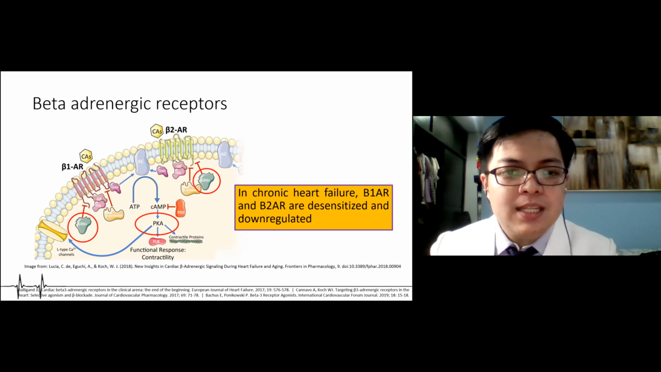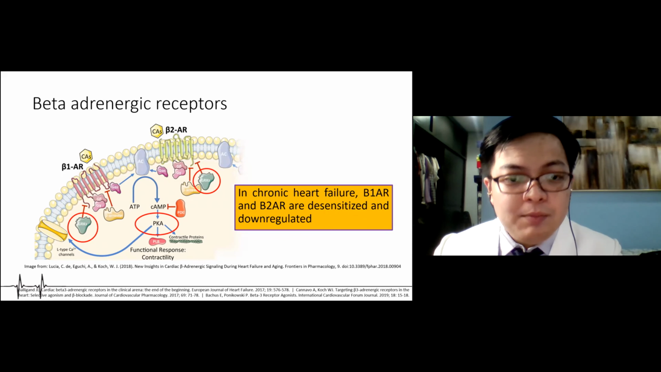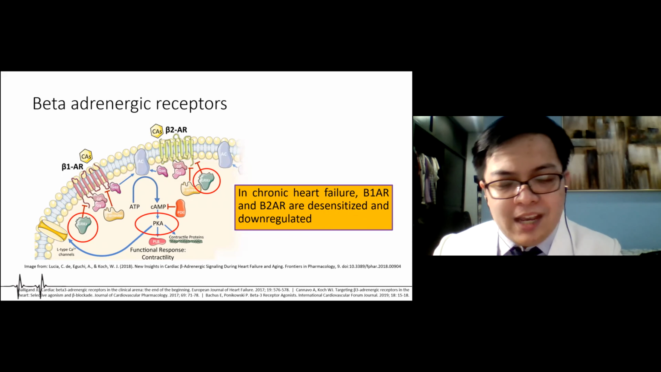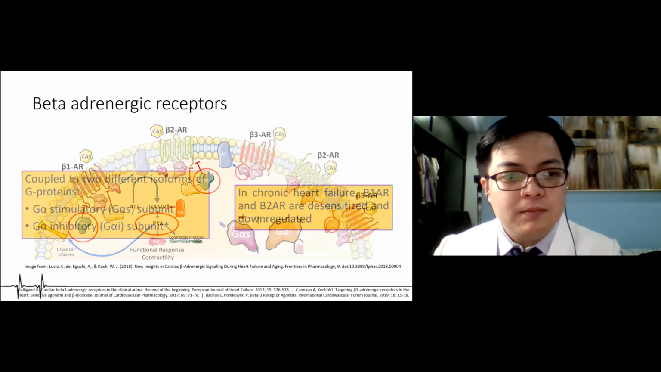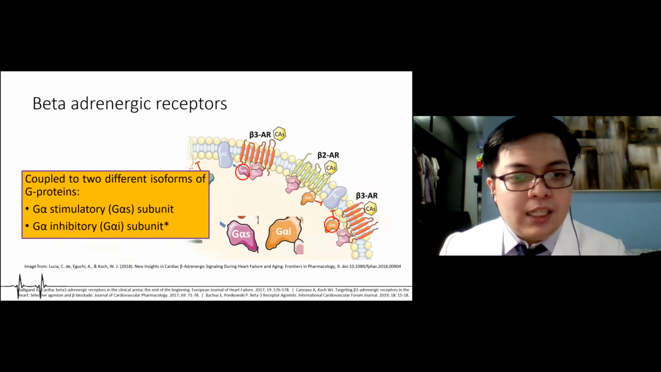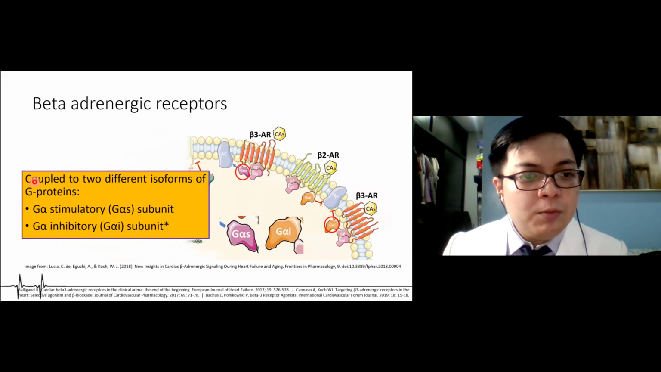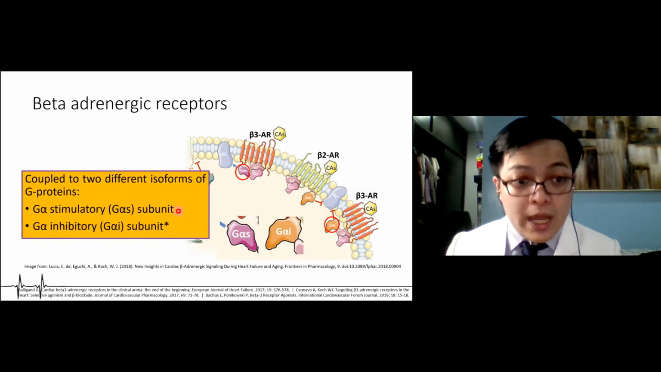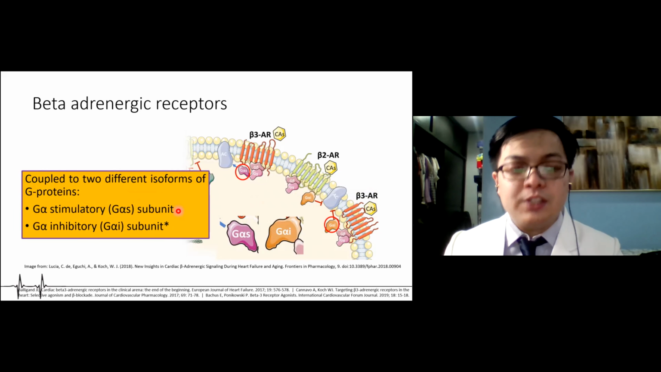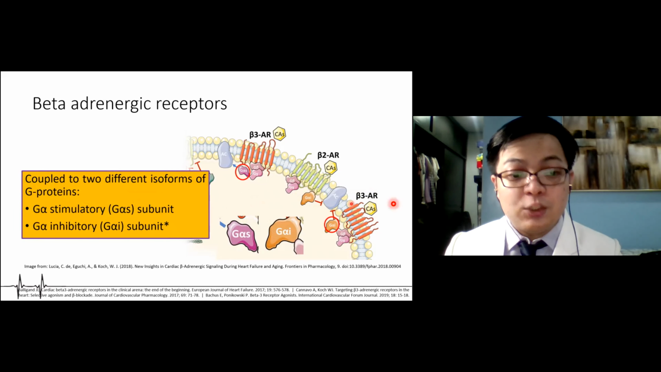So what happens in chronic heart failure, beta 1 adrenoreceptors and beta 2 receptors are desensitized and downregulated. We have loss of receptors due to chronic high plasma catecholamine levels. So in your beta 3 receptors, however, it's coupled to two different isoforms of G protein. So we can see in your beta 3, you have your G alpha stimulatory subunit, which is seen in your beta 1, and your G alpha inhibitory subunit, which is found in your beta 2 receptors.